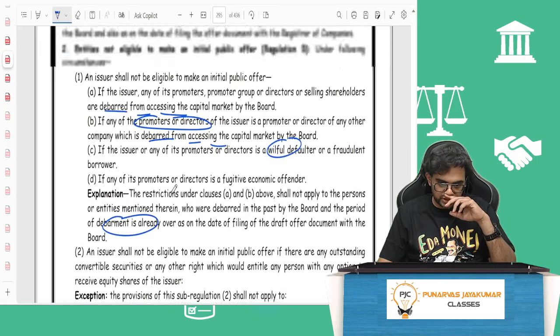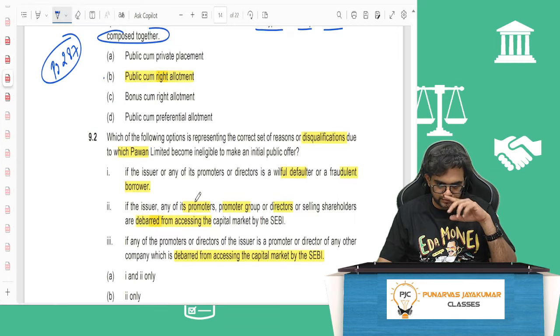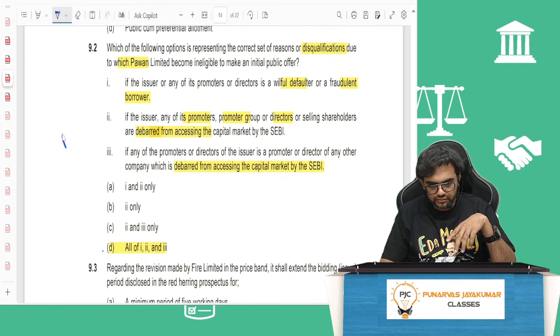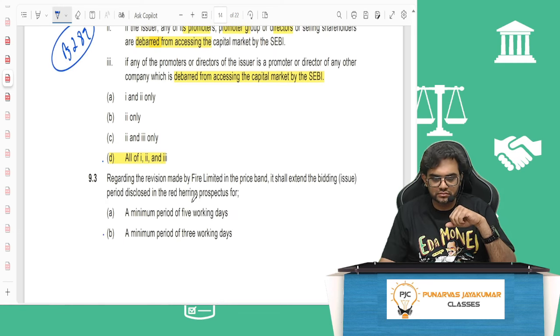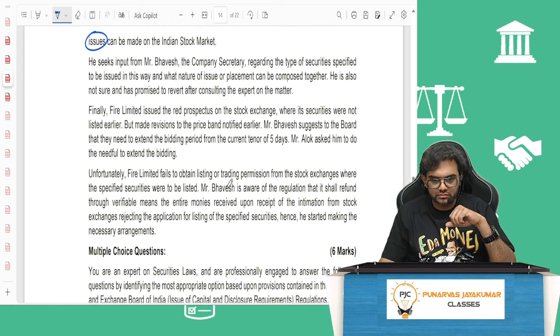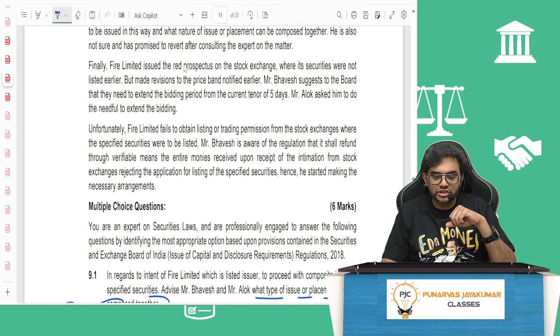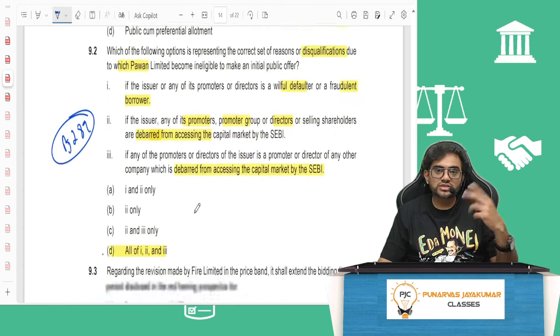This is page 289. They issued the red herring prospectus where its securities were not listed earlier. They made revisions to the price band. They said 5 days revision has to be done. So they're asking you how many days revision.